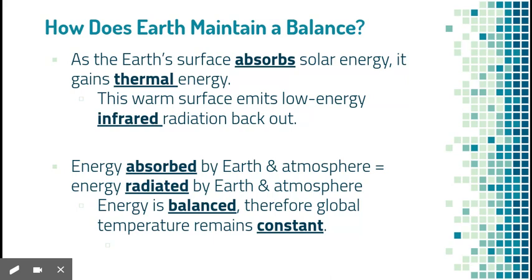And the warm surface, if you think of grass or desert or whatever, it gets warm and it emits infrared. So it sends it back out. The energy that's absorbed by the Earth and the atmosphere is radiated by the Earth and the atmosphere, and you'll see what radiated means in a second. And when that happens, the energy is balanced between what comes in and what goes out.